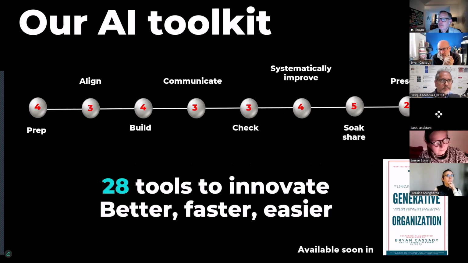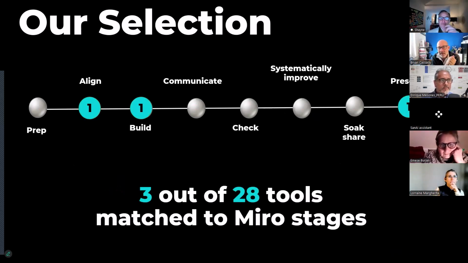What we've done, I've got a new book which is coming out. Shayne is one of the co-authors of that book. We have 28 tools to innovate better, faster, and easier. And what we're going to show you today is 3 out of the 23 tools out of the 28 we could have built matched to Miro.